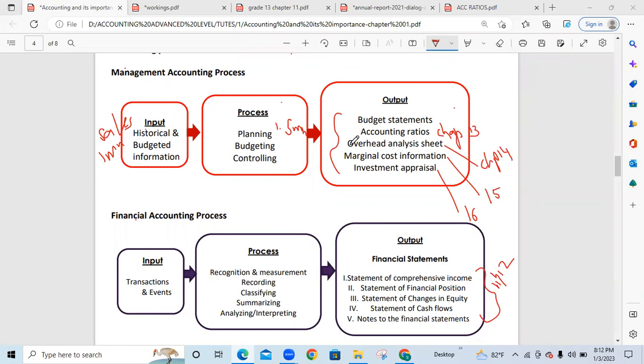Okay, next one, guys, marginal costing. Marginal costing is for short term. Marginal costing and investment appraisal are all future. So for marginal costing, please write there: short term decision making. Managers will make short term decisions. For investment appraisal, write there: long term decision making. Okay, so guys, marginal costing.